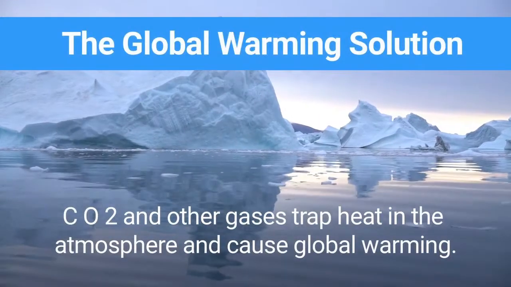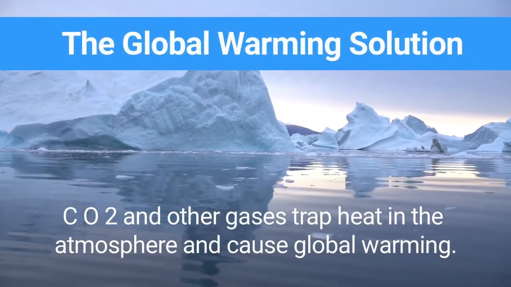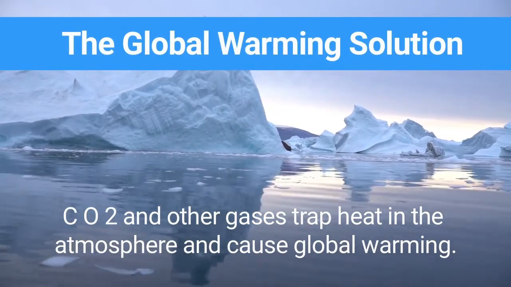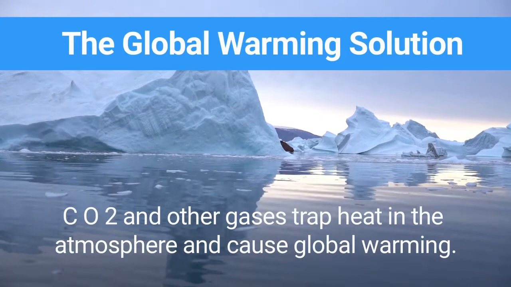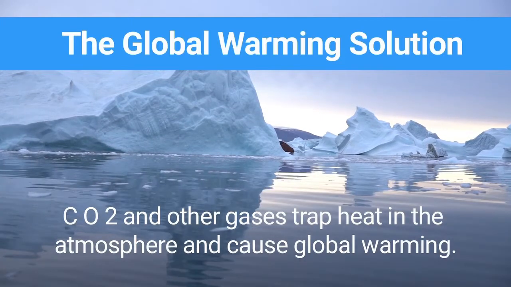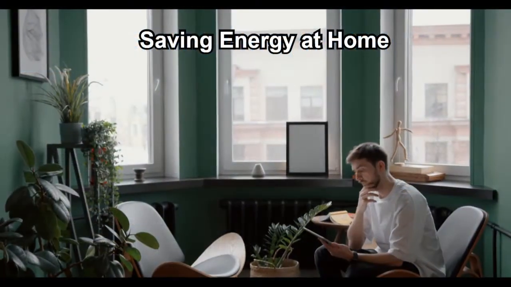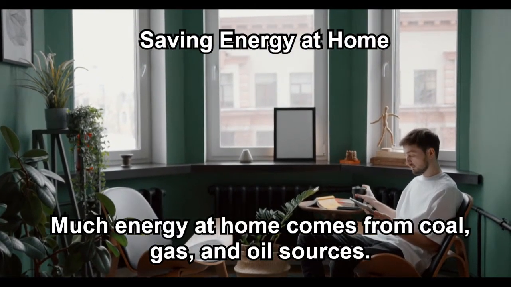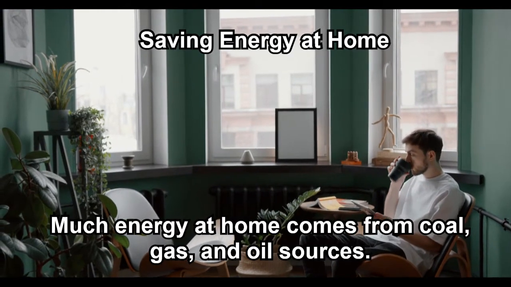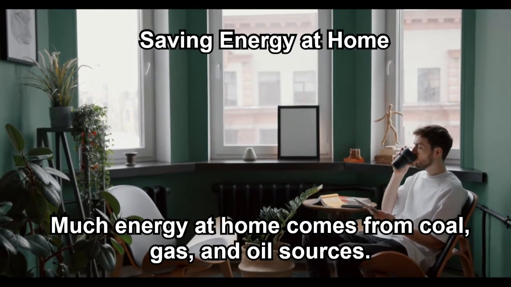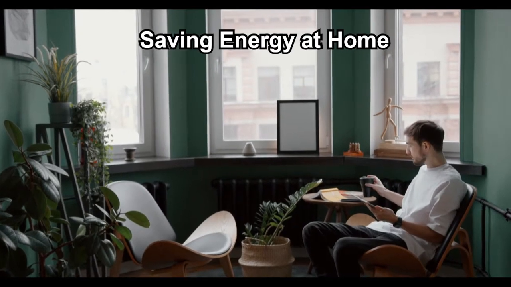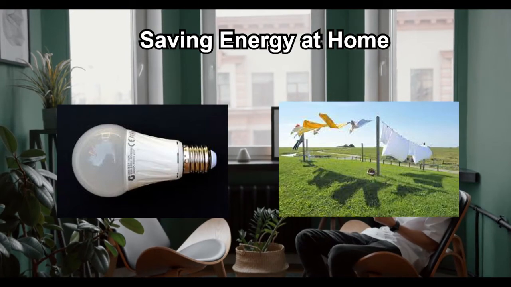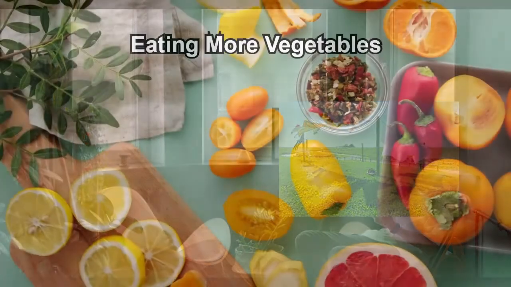The global warming solution. Solving global warming is a collective task. The world can solve global warming by reducing CO2 emissions. Major solutions to global warming include saving energy at home. Much energy at home comes from coal, gas, and oil sources. Use less energy for cooling and heating. Use LED lights and energy-saving appliances. Do laundry with tap water and hang clothes to dry instead of using clothes dryers.